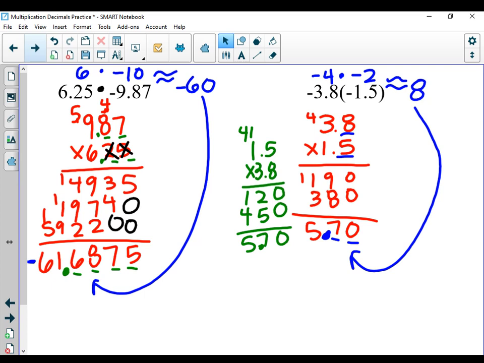Multiplying decimals. Longest number on top. Ignore the decimal. Be sure to check for negatives. Count how many decimal places you need.